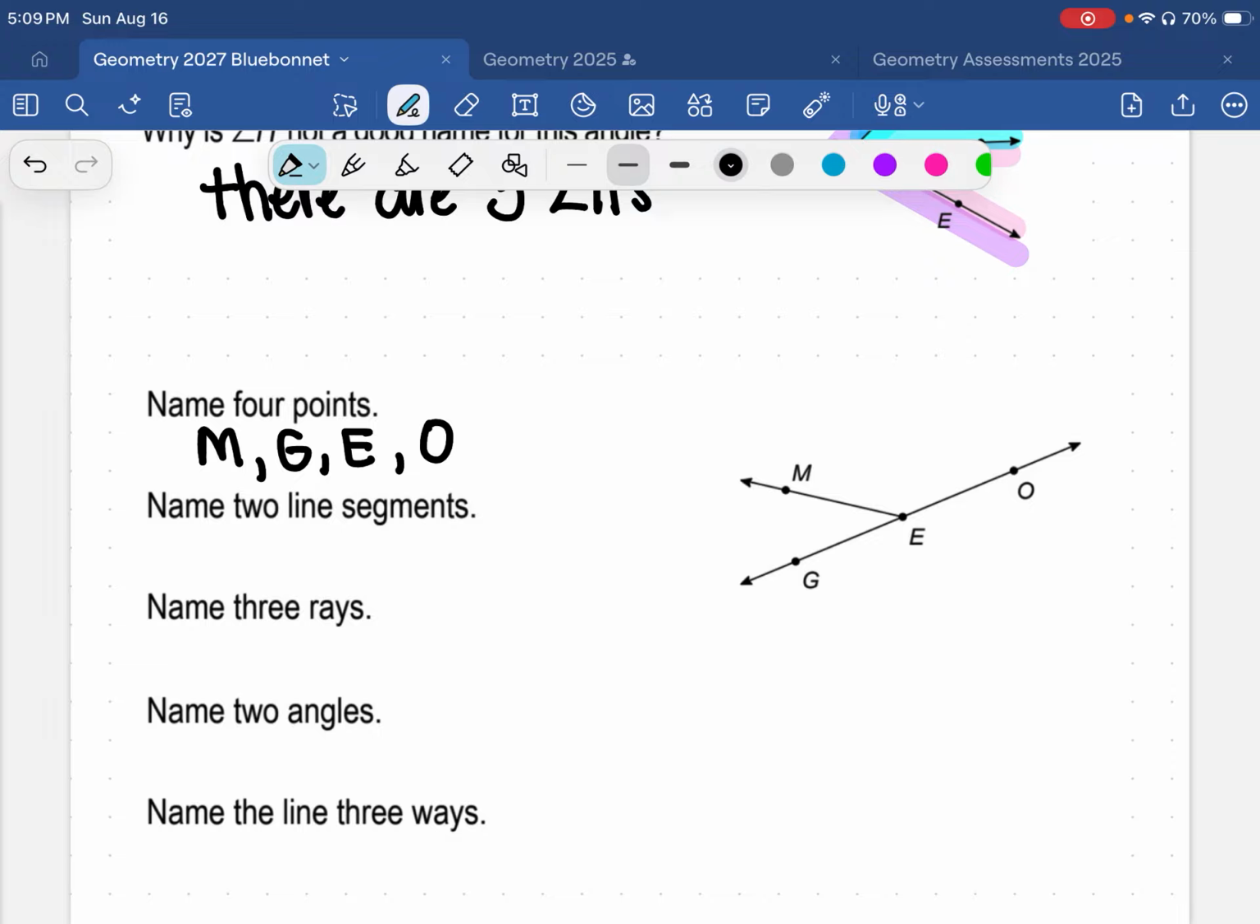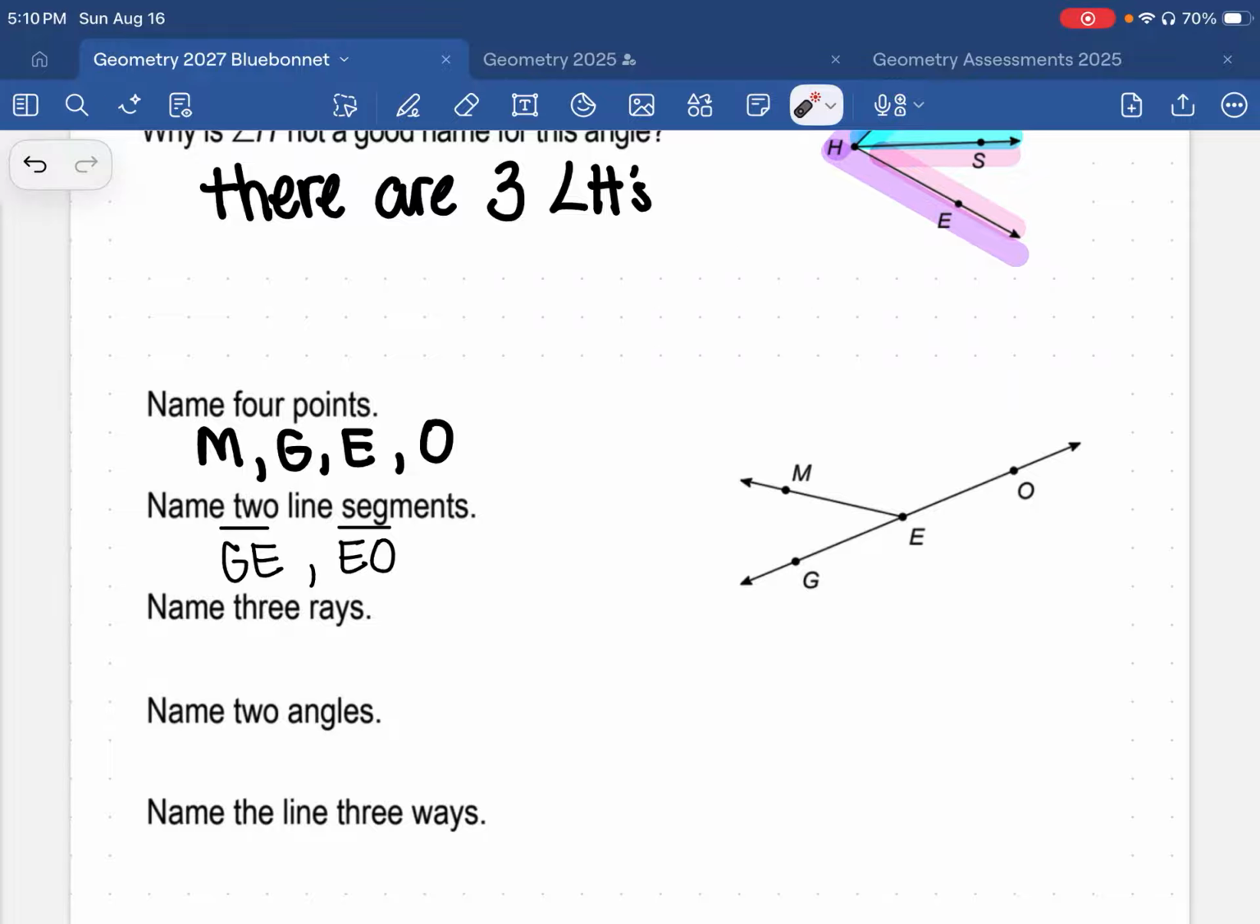Name 2 line segments. Any 2 points can create a line segment as long as you use the proper symbol for them. So I could say G and E is a line segment as long as I use this symbol here. And then I could say E and O. There are many more. I could have said G and O. I could have said M and E. I think that's about it. And then, of course, I could go backwards.